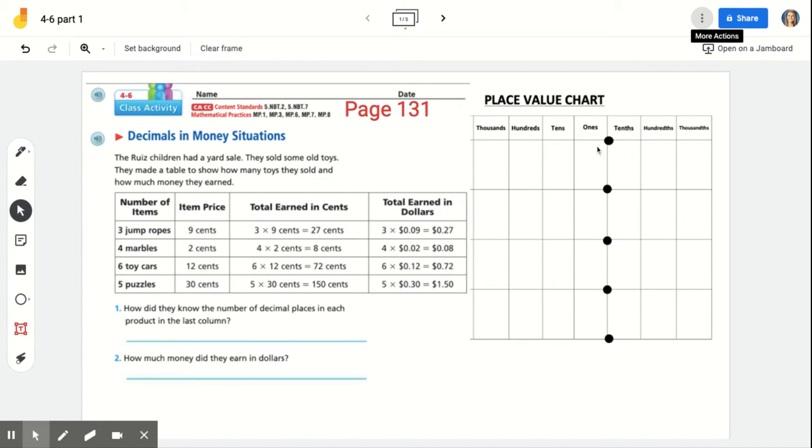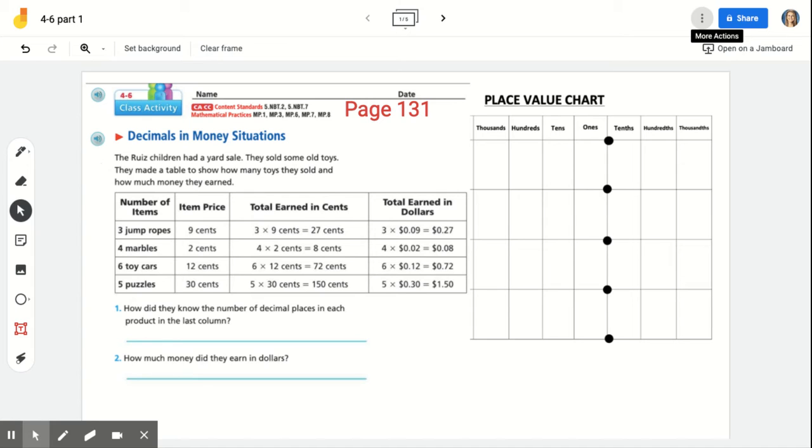And what we're going to be doing in this lesson is we're going to be multiplying, and one of our factors is going to be a decimal number. And how we're going to start off learning how to multiply using decimals is we're going to be looking at money situations. Okay, so the heading on page 131 says decimals in money situations. And I'm going to read the text below it, so follow along with me.